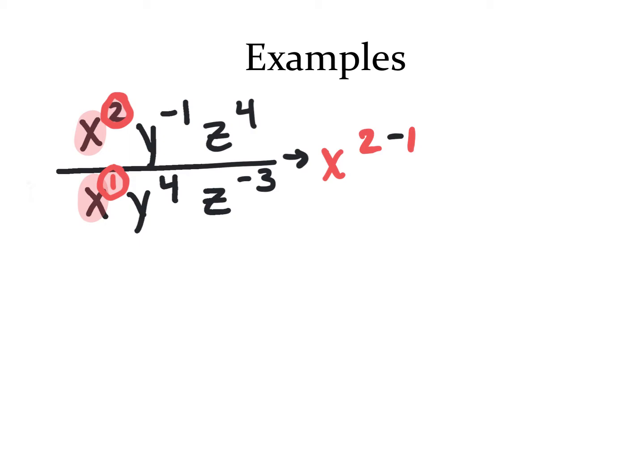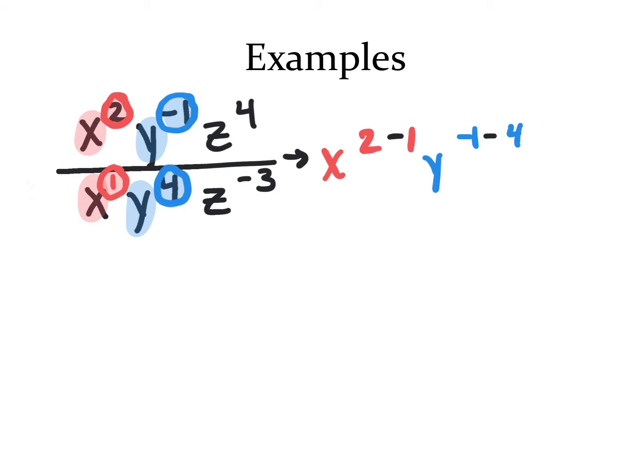Then I have a y in the numerator and denominator. My y in the numerator is negative 1, and the exponent in the denominator is 4. So I can rewrite this as y, the numerator's exponent, which is negative 1, minus the denominator's exponent of 4.